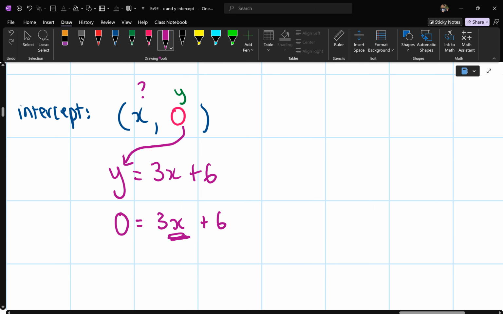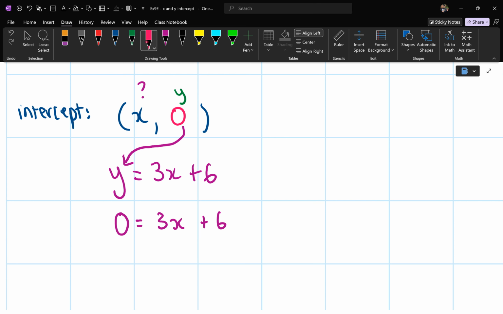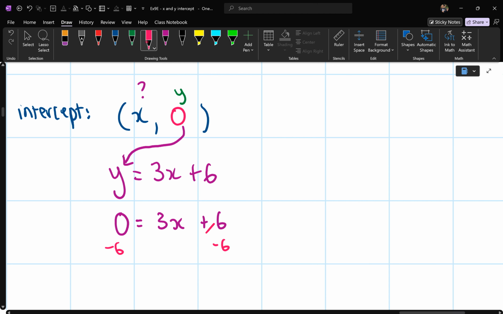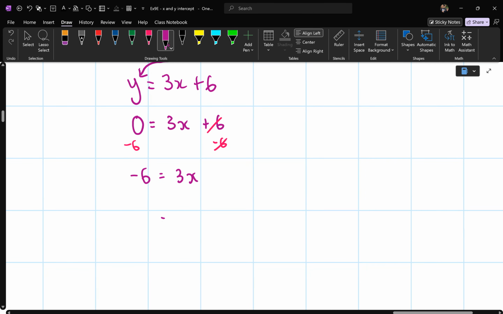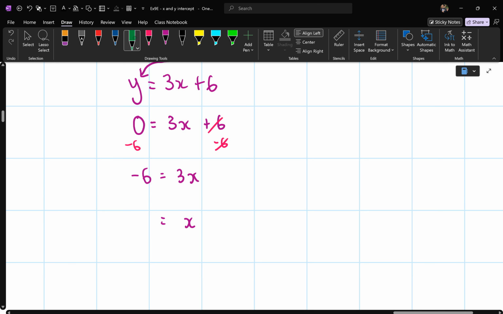Here we can solve for x using what you learnt in the previous term. We use inverse operations or algebra to solve it. So instead of plus 6, minus 6 on both sides. 6 take away 6 cancels out, and you get negative 6 is equal to 3 times x. Finally, let's solve for x. Divide both sides by 3, because that's times 3, and the opposite of times 3 is divide by 3. 3 divided by 3 cancels out to be 1, and x equals negative 2.